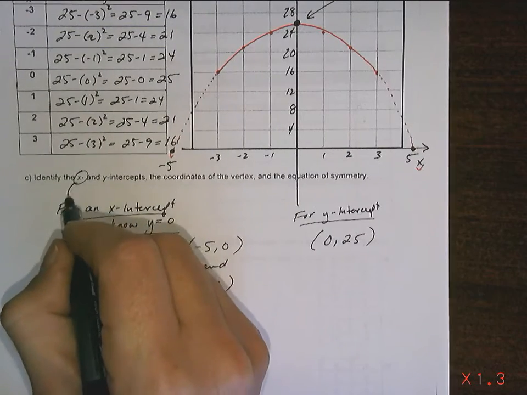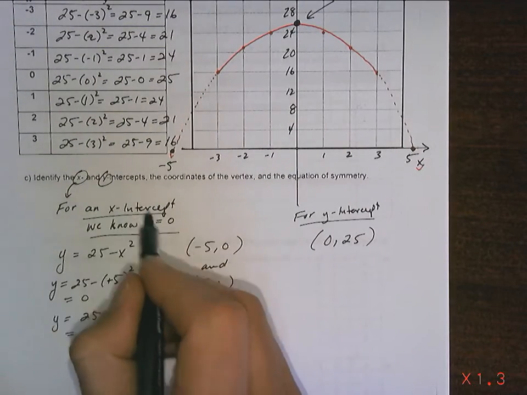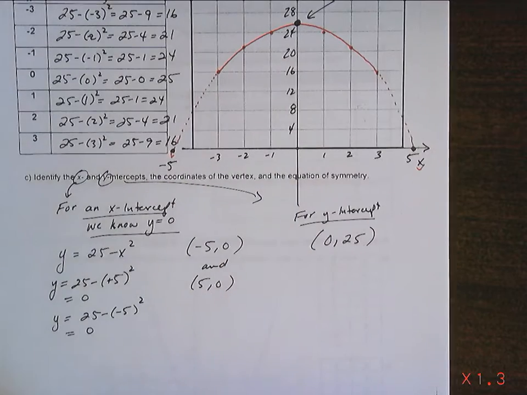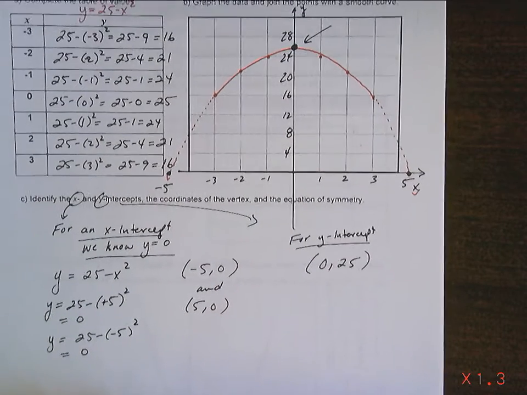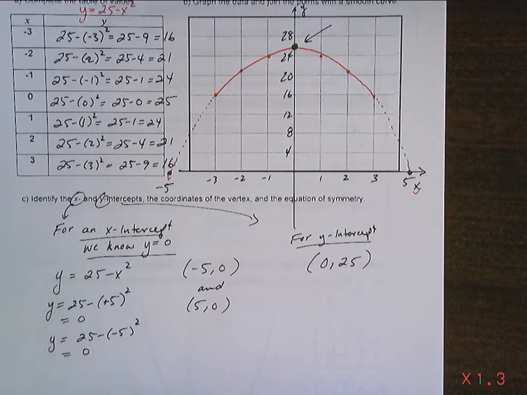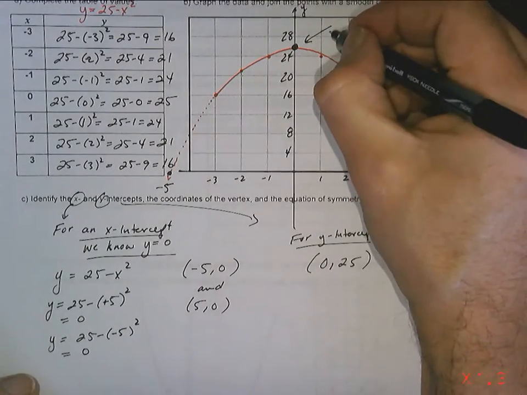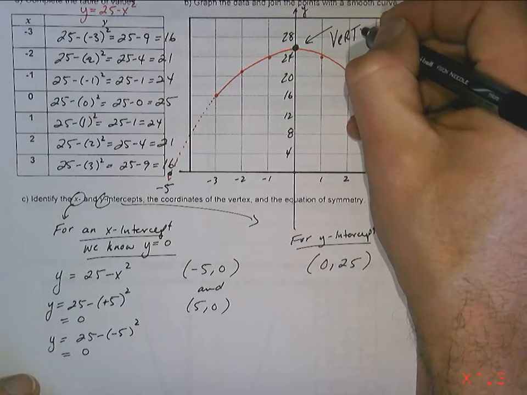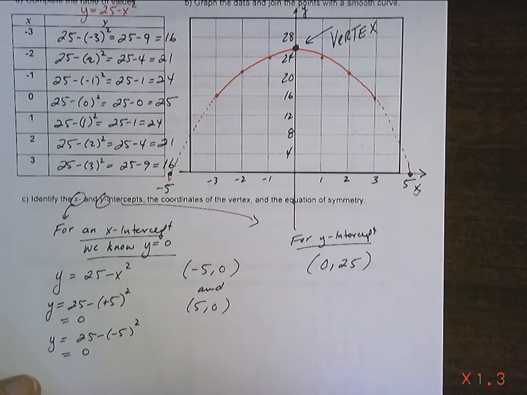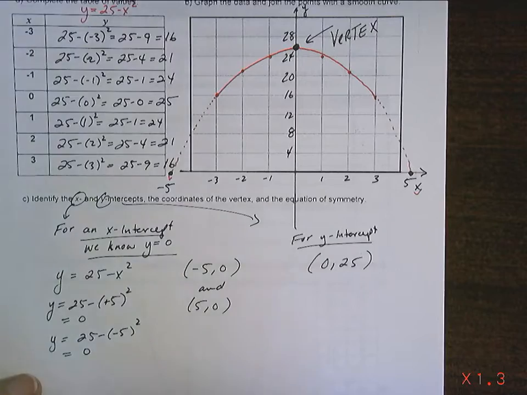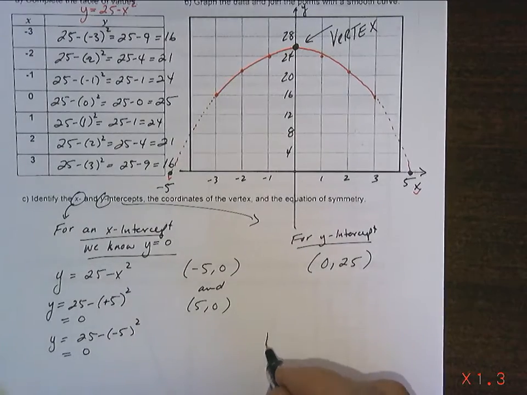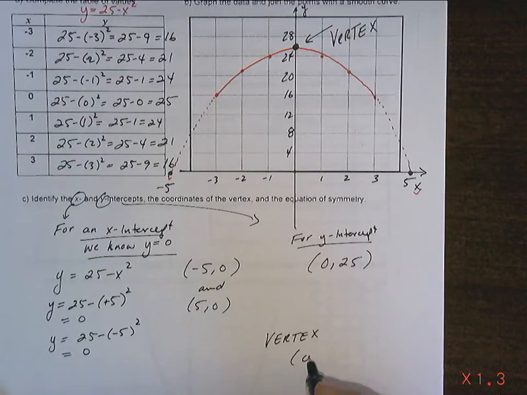So we found your x-intercepts. We found the y-intercept. What about the vertex? Well, the vertex is where it changes from increasing to decreasing or decreasing to increasing. That's right here. Our vertex is also your y-intercept. That's okay. That happens. The vertex is going to be 0, 25.